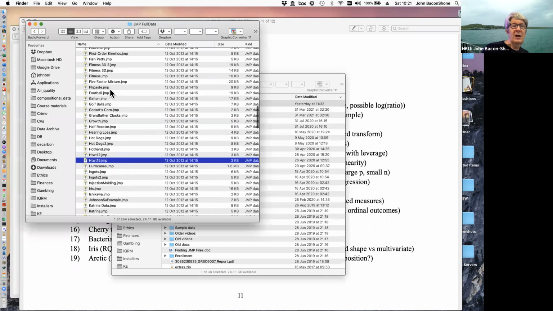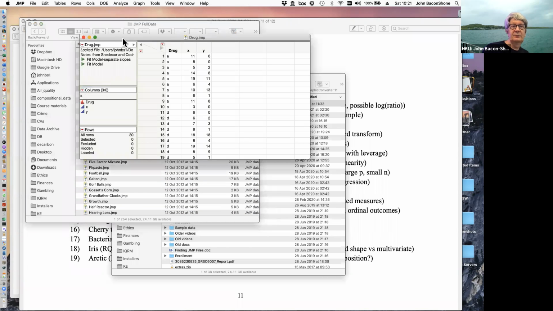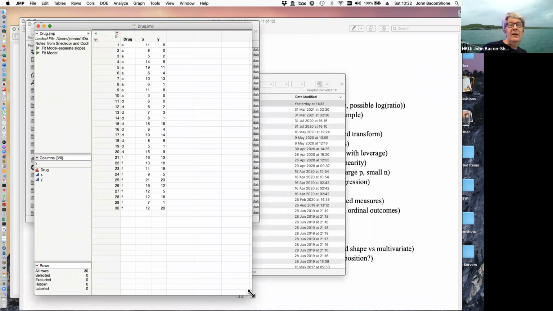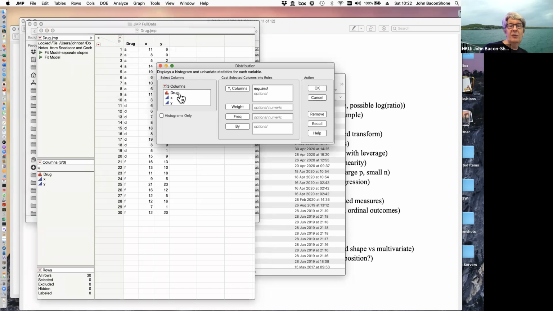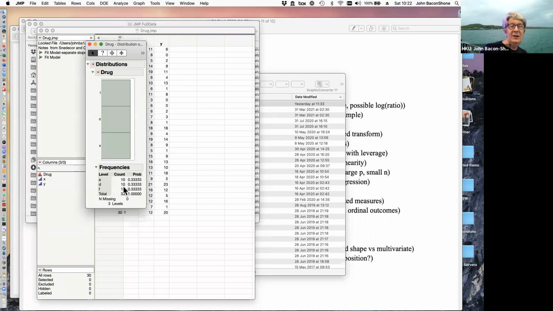So I want you to open the drug data file, the drug data set. The drug data set is a randomized controlled trial testing what appears to be 3 drugs here. However, actually one of these 3 drugs is the placebo. So let's just have a look. If we look at the distribution of drug, you'll see we have 10 each of these 3 drugs. Now, in fact, F is the placebo. So we're not necessarily interested in all the comparisons directly. The first question, of course, is whether there's any evidence that the drugs are different, and if they are different, then the question is, which drug, if any, is better than the placebo?